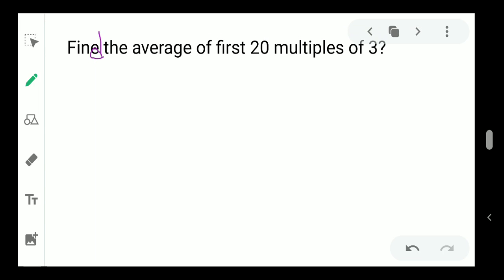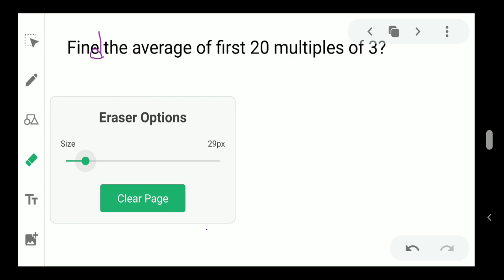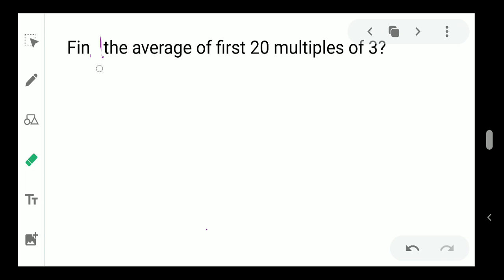So find the average of the first 20 multiples of 3. Maybe where I have taken the question from, they have not seen it. Do you remember multiples? Multiples means the table. That means the 3's table. So 3 ones are 3, 3 twos are 6. Like this we have to write 20 multiples.